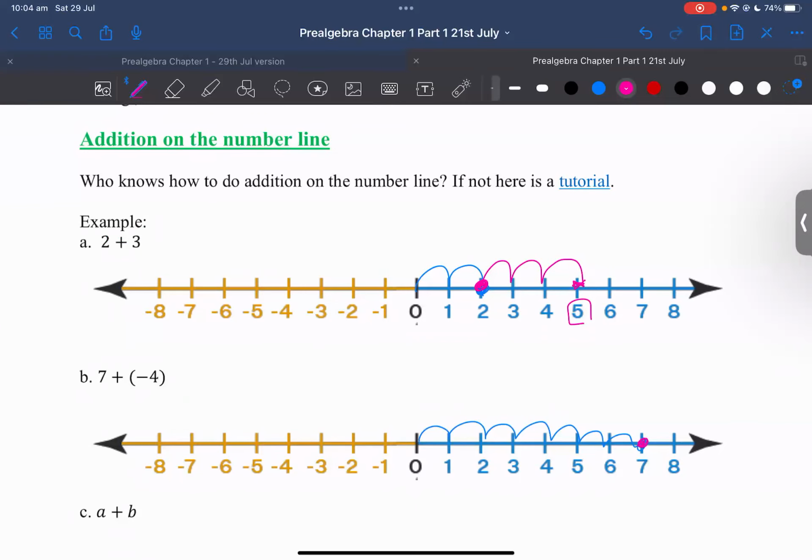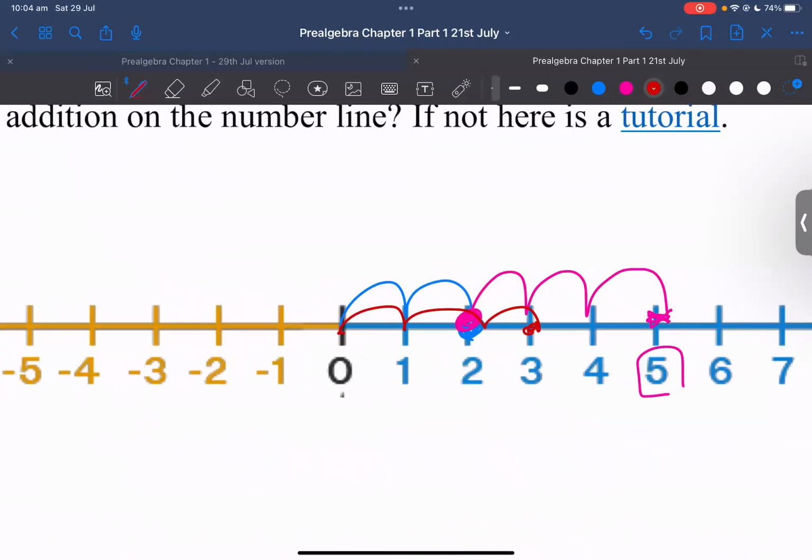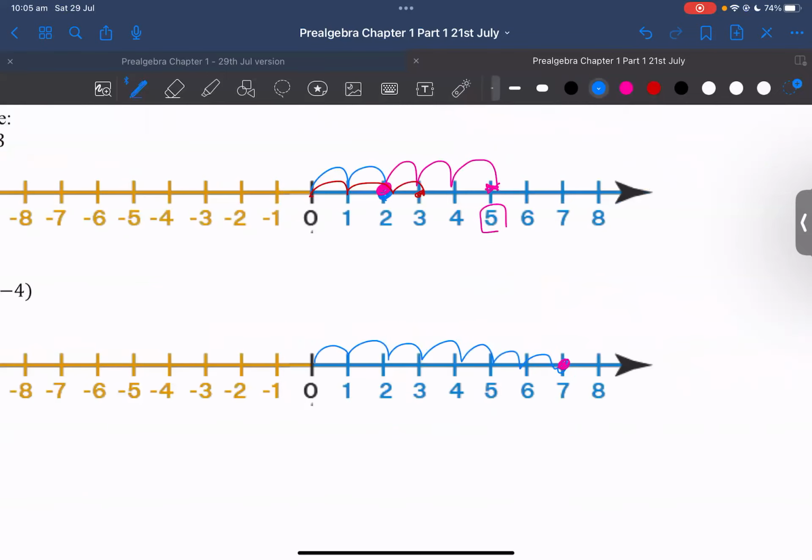So think like this, right? I'll give you another perspective. You have 2 here and 3 here. Think 2 is 2 hops to the right of 0, and 3 is 3 hops to the right of 0. All we're doing is adding the number of hops. So 2 right, 3 right, that's 5 right. Think like this. Now here, 7 is 7 hops to the right of 0.